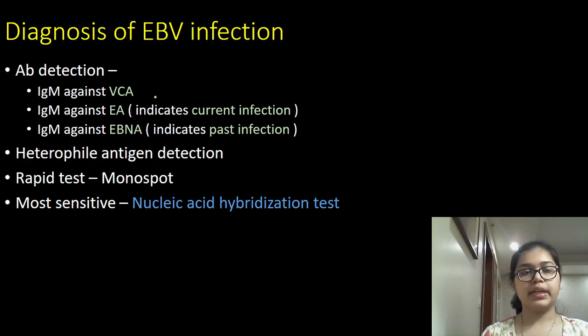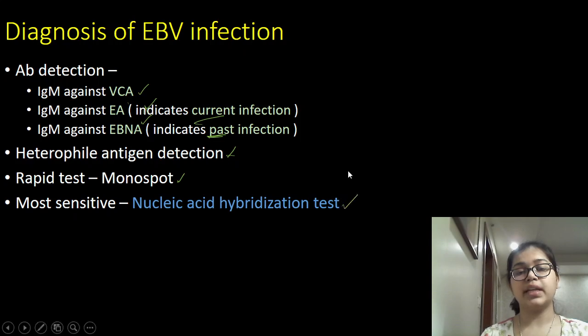Diagnosis can be done by IgM against viral capsid antigen, IgM against early antigen, which indicate current infection, and IgG against Epstein-Barr nuclear antigen, which indicates past infection. Heterophile antibody detection, monospot, is a really rapid test, but the best one is still the nucleic acid hybridization test.